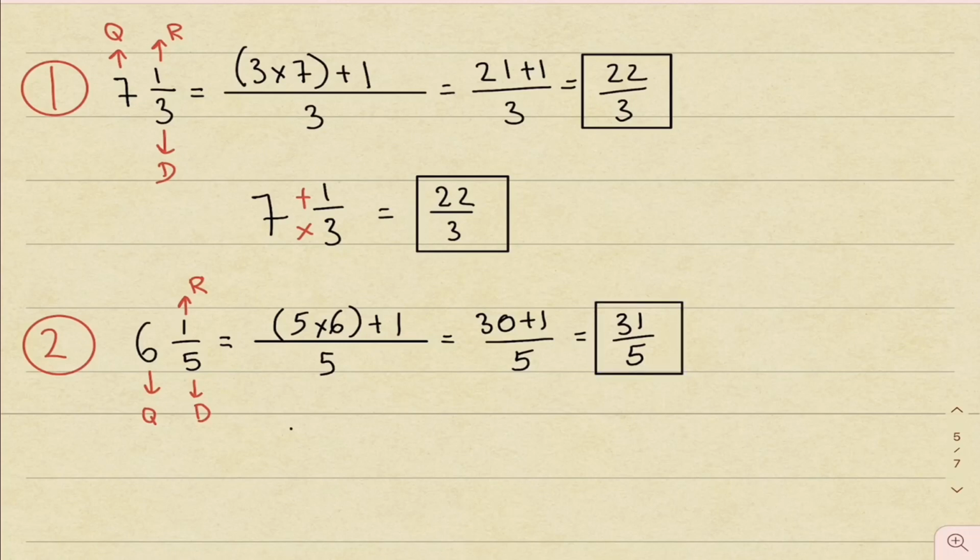Now let me do the different way as well without having to use the formula. We have 6, 1 over 5. So again, I'm going to make a fraction. I'm going to rewrite this 5. I'm just going to put it here. Now I have 5 times 6 plus 1. So 5 times 6 is 30, plus 1 is 31. So the answer is going to be 31 over 5.